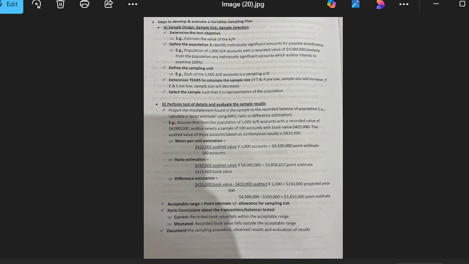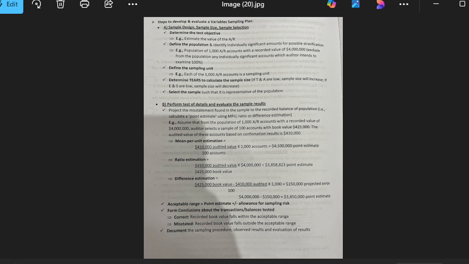What are the steps the auditor should follow to develop and evaluate variable sampling? Sample design, sample size, and sample selection is the first process, where determining the test objective is required, then defining the population, then defining the sampling unit, then determining the tiers to calculate the sample, and then selecting the sample size. After that, perform the test of details and evaluate the sample results, where the misstatement found in the sample is projected to the recorded balance of the population.